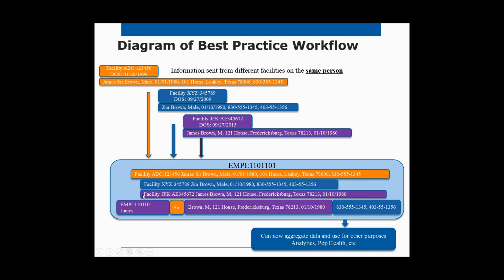So this last line is the best possible record. Okay? And so we aggregate that data, and now we can use it for other purposes as the best record for this patient. So we've got the analytics, population health, all those downstream required systems. We can use that best possible record from the EMPI to provide as much information as possible. Okay.